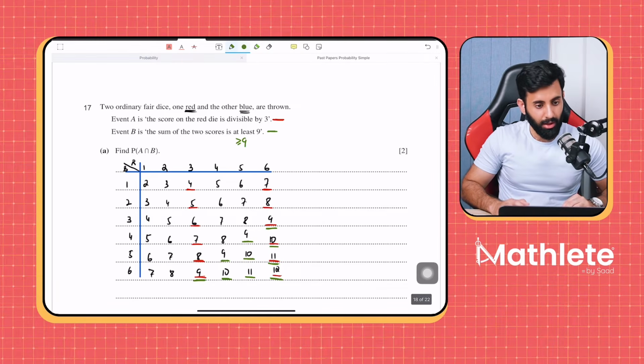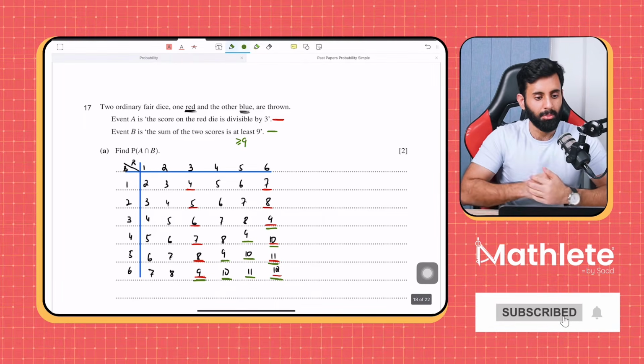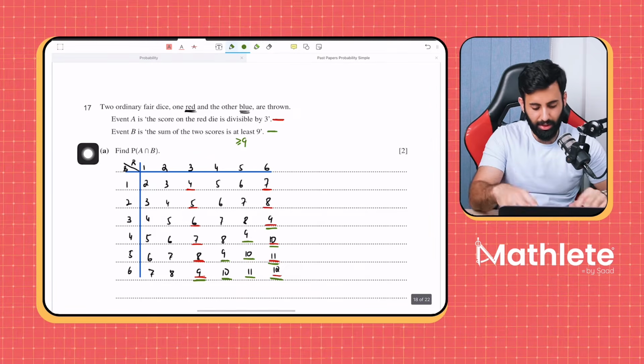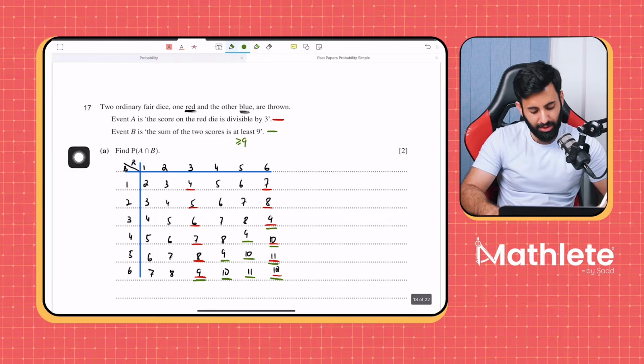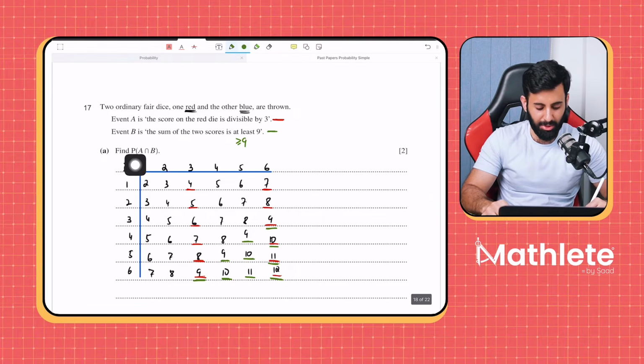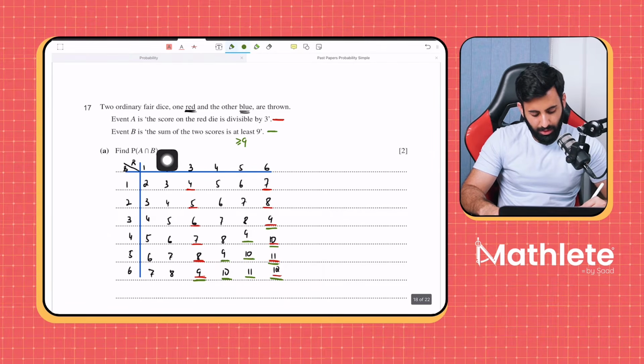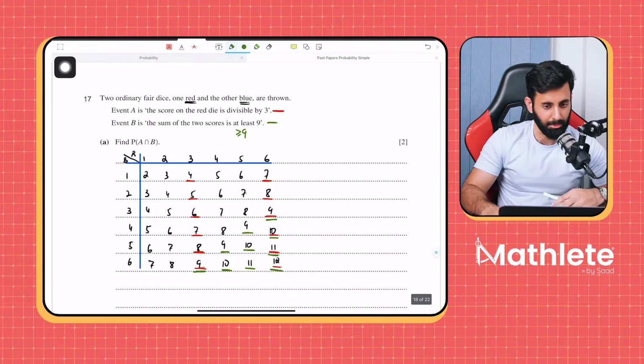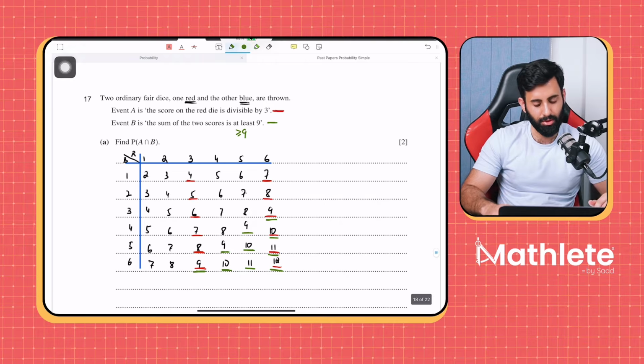Okay, now part A. Part A says find the probability of A intersection B. A intersection B means what? A intersection B means A and B. That means the probability where A and B are both occurring at the same time. Now, if I'm looking for A and B occurring at the same time, what am I looking for over here? 5 upon 36 is the correct answer, but my question is, what are we looking for?